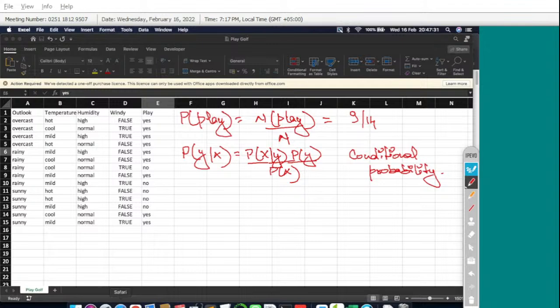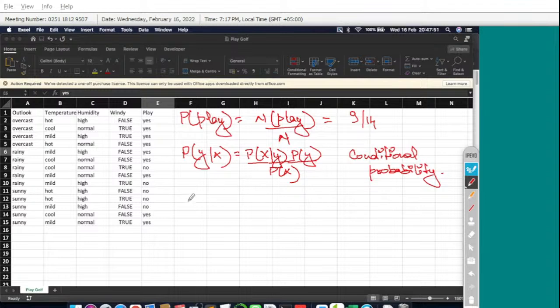That is the conditional probability formula, right? That's how we calculate the conditional probability: the probability of event Y if event X has already occurred. So how do we calculate it? The probability of event X if Y has already occurred, into the probability of Y, divided by the probability of X, right?